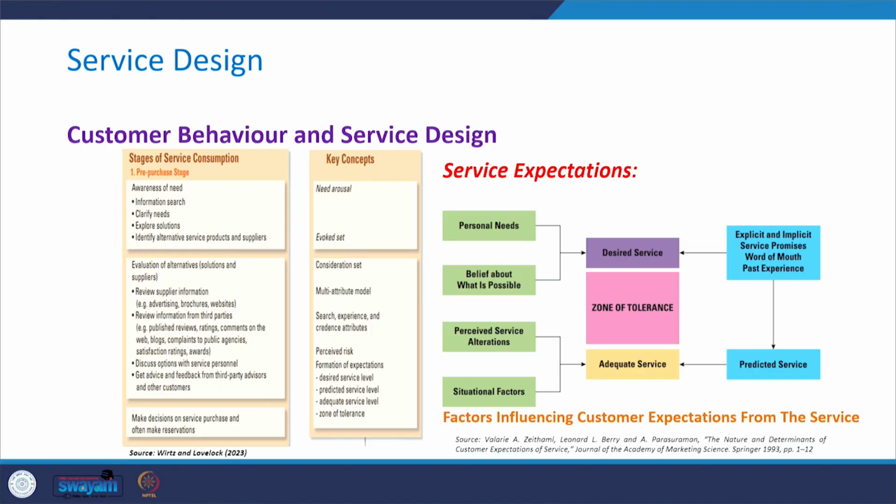A very poor performance causes frustration and dissatisfaction, whereas one that exceeds the zone of tolerance can surprise and delight the customers. Another way of looking at zone of tolerance is to think of it as a range of service within which customers don't pay explicit attention to service performance. When service falls outside this range, customers will react either positively or negatively.